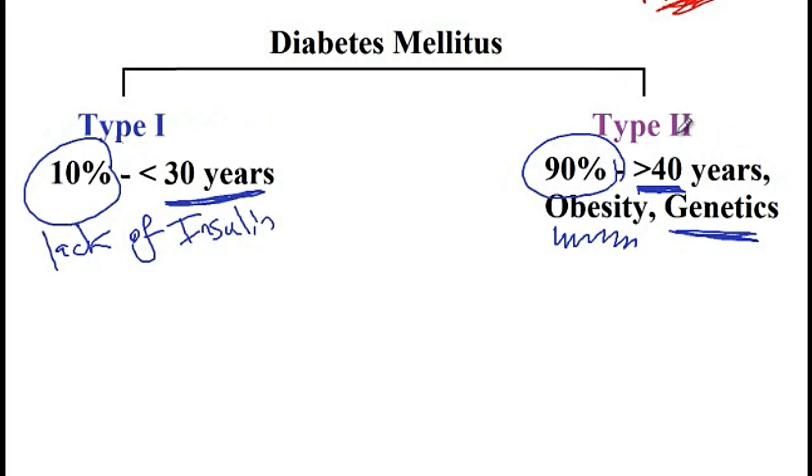And then for type 2 diabetes mellitus, the main cause of it is decreased insulin sensitivity.